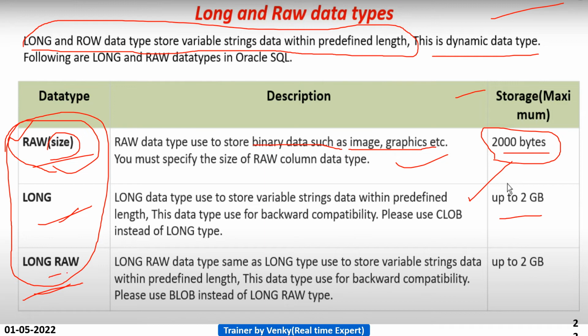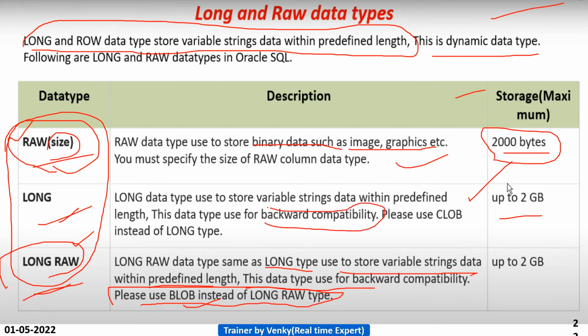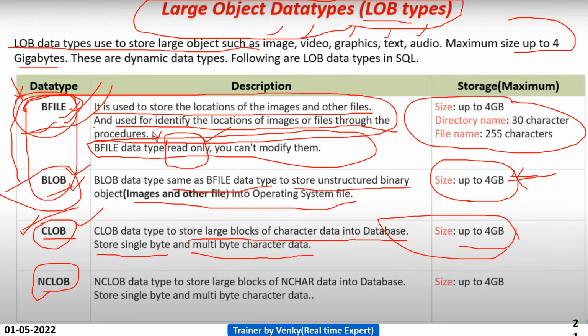So here you can observe long raw is also the same as the long type, used to store variable string data within a predefined length. The data type is for backward compatibility. Please use blob instead of long raw. So if there is a requirement to use long raw, better to use the blob data type. So for backward compatibility, you can go and check if you want that. But we never use it in real time. We use blob and bfile to implement that one.